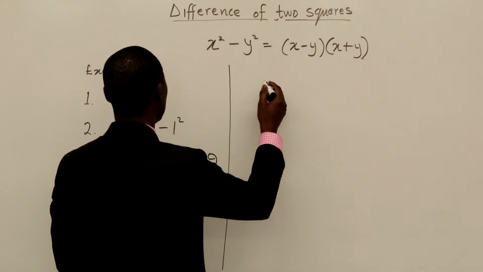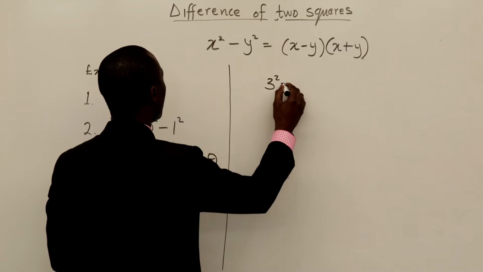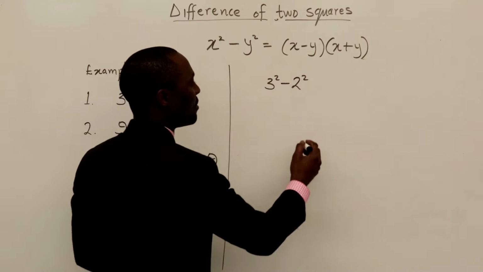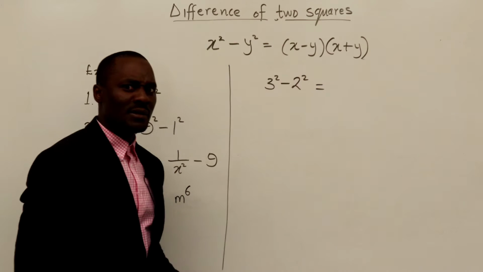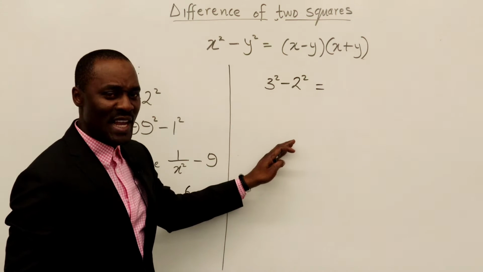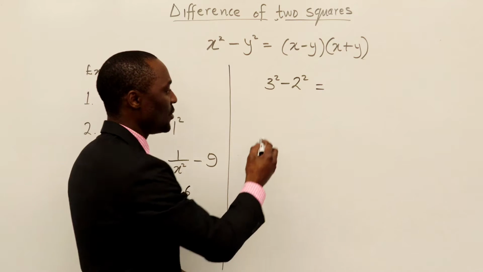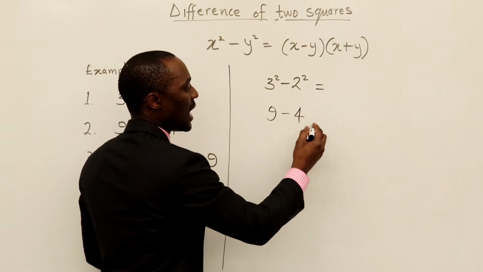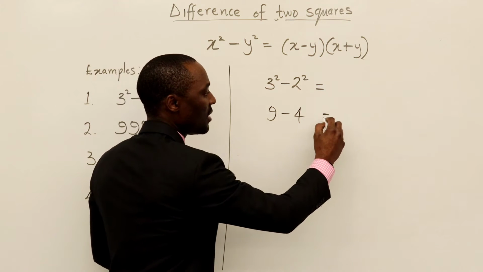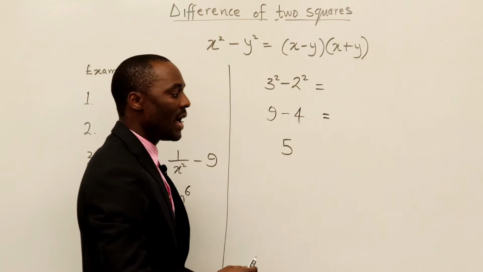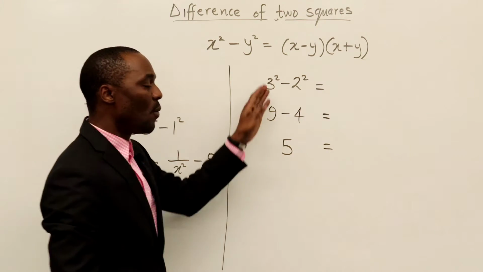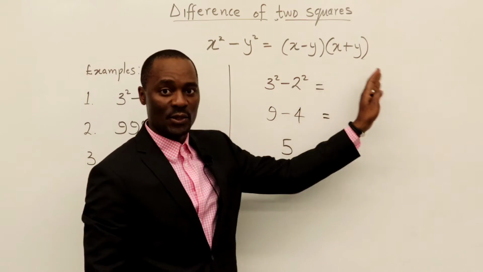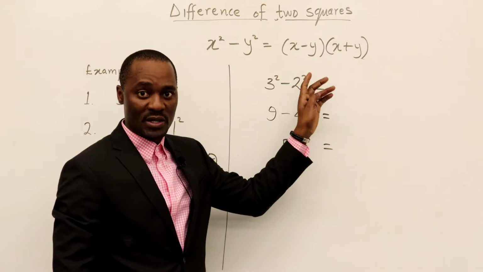Let's say in a test you're given 3 squared minus 2 squared as a problem. Well, these are small numbers, so you can easily find the square of 3 to be 9. The square of 2 will be 4. And your answer is supposed to be 5. Well, let's assume that we don't want to go this way. We choose to go this way by applying the difference of 2 squares rule.